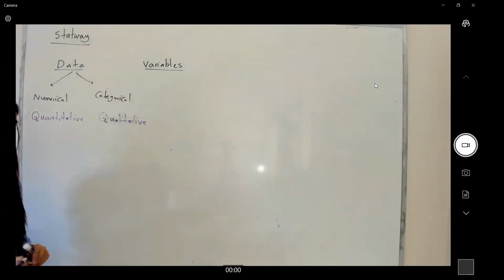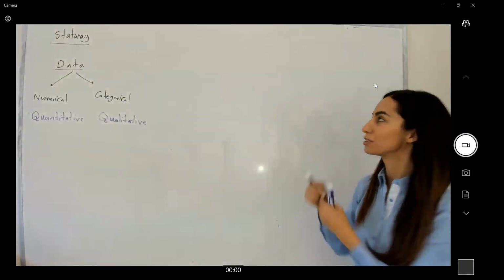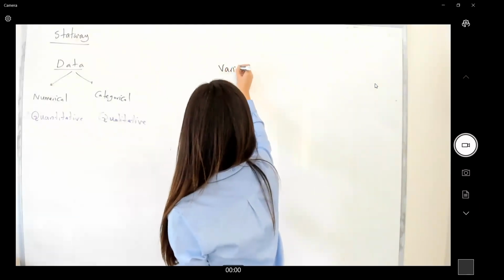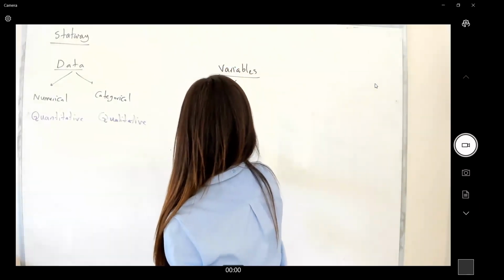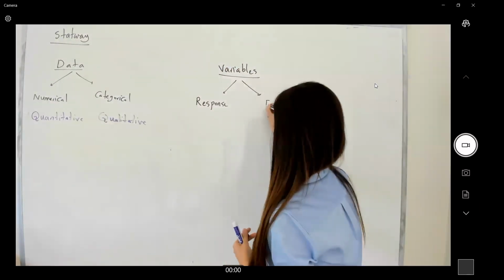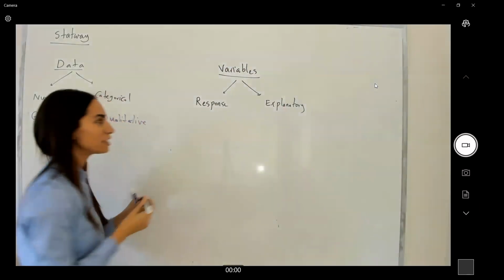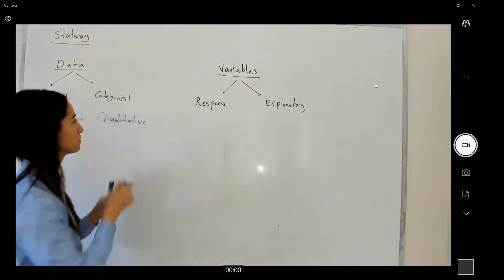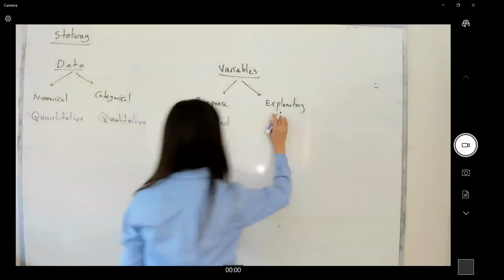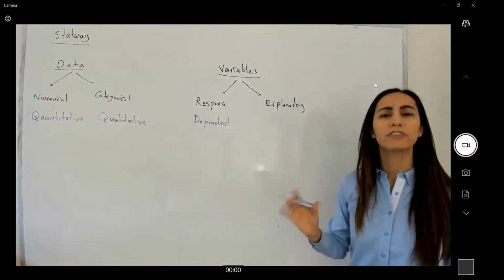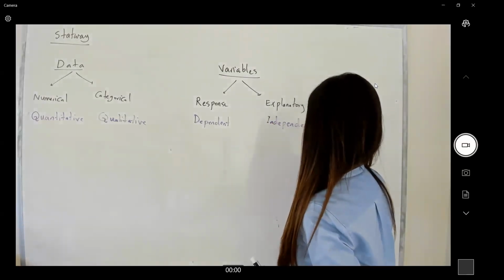And when we're talking about variables, we either have a response variable or an explanatory variable. Another name for response variable is dependent variable. Another name for explanatory variable is independent variable, or free variable.